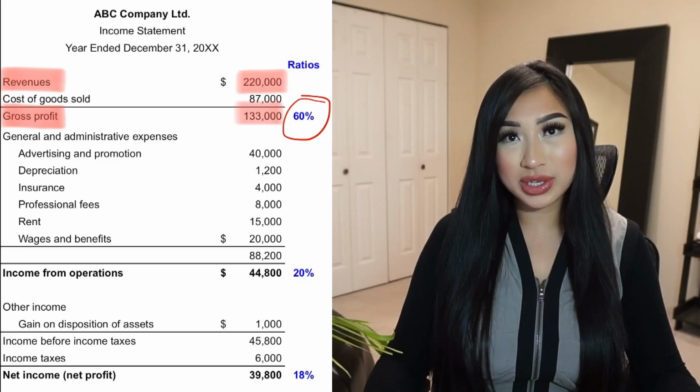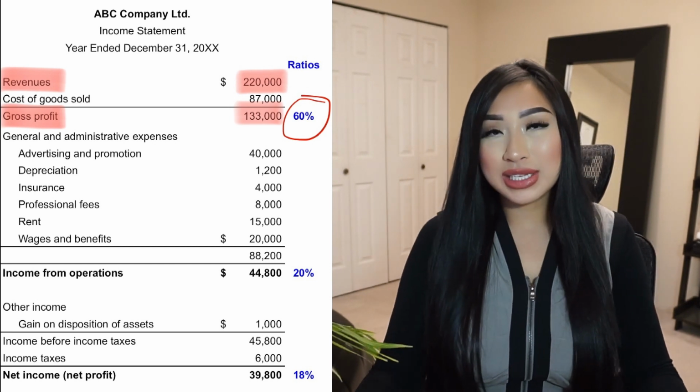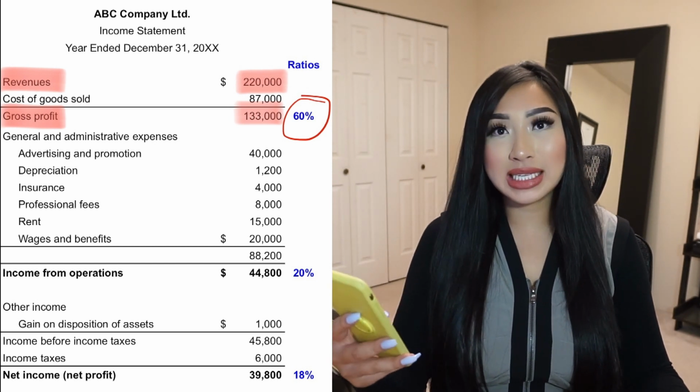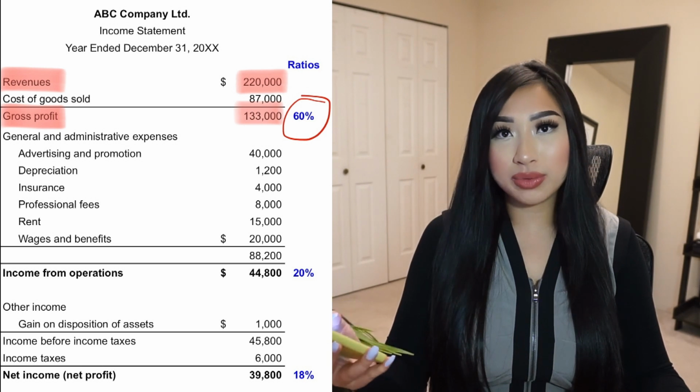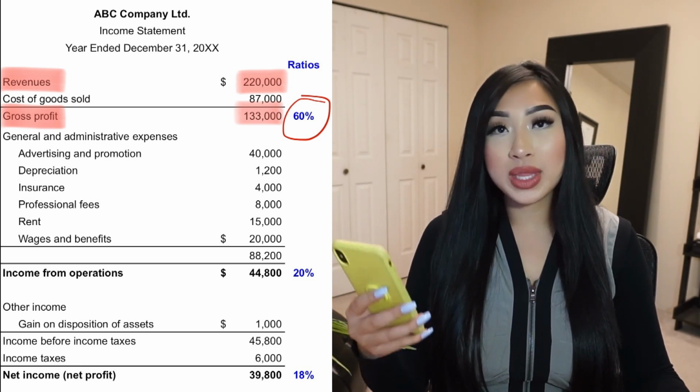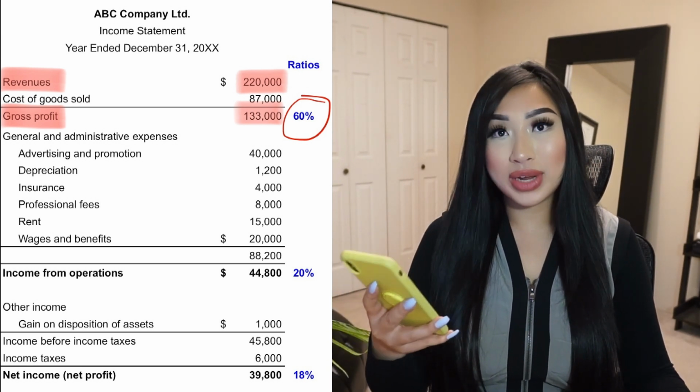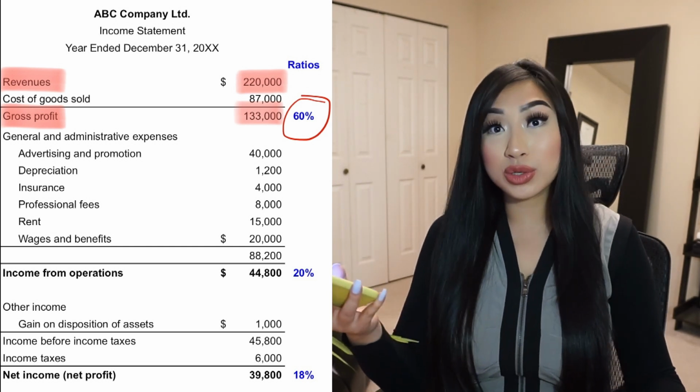Woo! So now that you know what is on an income statement, how do we use information on the income statement to assess financial health? Well, some of the ratios that can be calculated are basically taking any income statement line item and dividing that by total sales. The first one that comes to mind is gross profit margin, and let's do an example. You take gross profit, so 133, and divide that by total revenues of 220, and then you'll have a ratio of 60%. That is your gross profit margin.